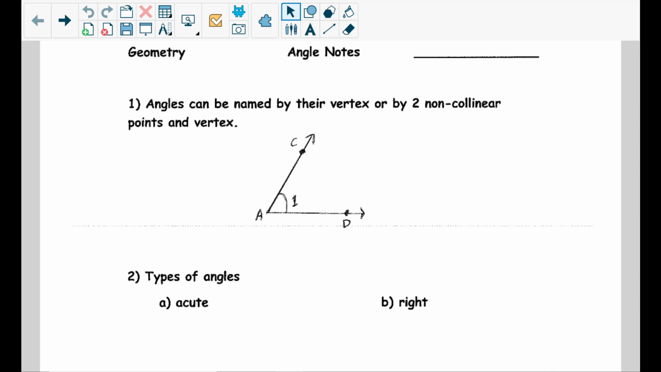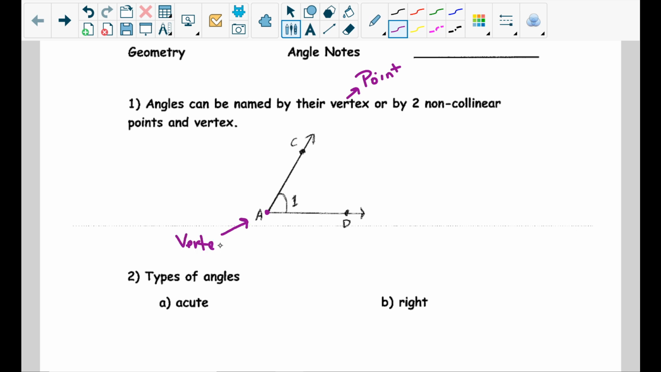So, a couple things. Well, what's a vertex? Well, the vertex is just the point, okay? So if I'm looking at this angle, CAD, what's the vertex? C, A, or D? Where's the point at? Point of the angle is where? A. So A is our vertex. Okay? A is the vertex.